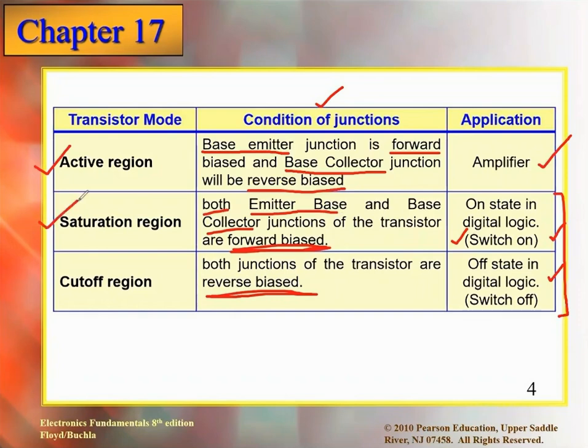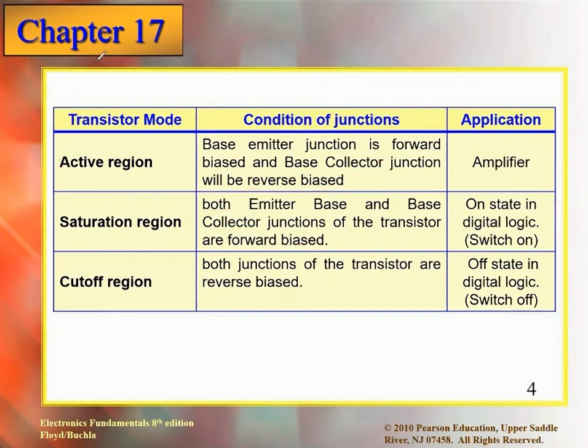What is a saturation mode? When both junctions are in forward bias, we say the transistor is working in saturation mode or region. Cut off: both junctions are in reverse bias. Clear? So hope this table is clear to all of you, each and every condition. Okay, so this is in more detail.